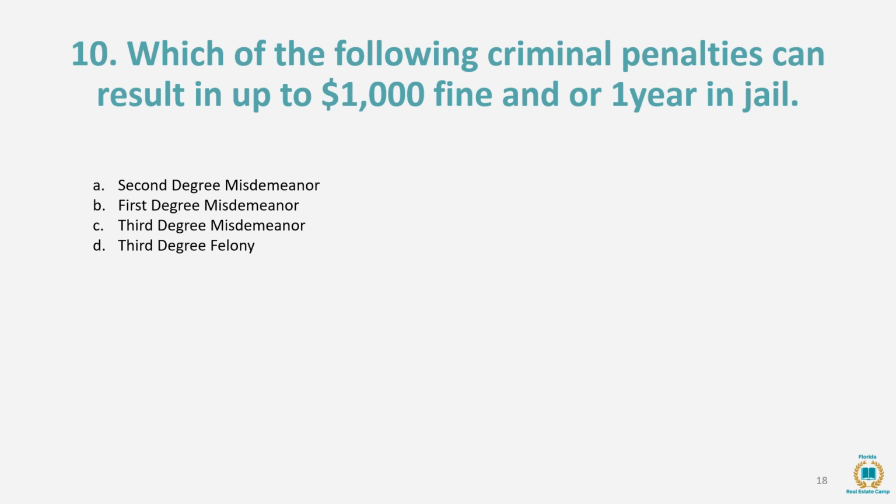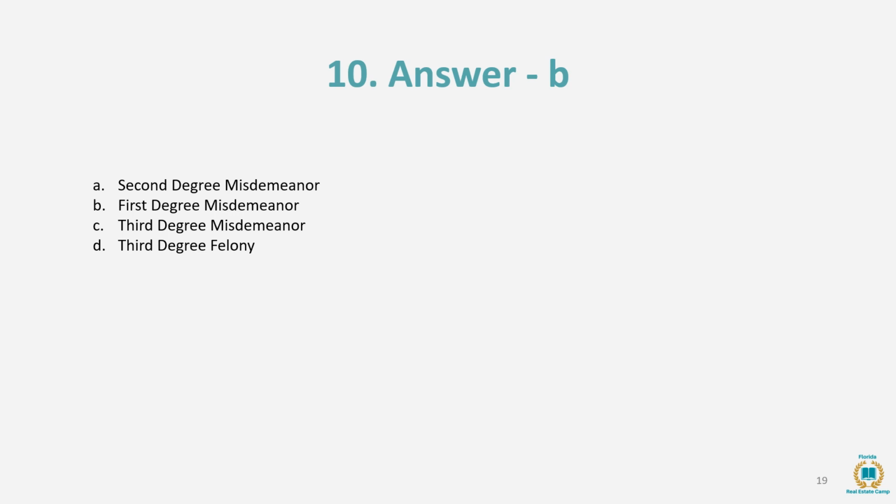Number 10, which of the following criminal penalties can result in up to a $1,000 fine and or 1 year in jail? Is it A, second-degree misdemeanor, B, first-degree misdemeanor, C, third-degree misdemeanor, or D, third-degree felony? The answer is B. First-degree misdemeanor would offer a penalty of up to $1,000 in fines and or 1 year in jail.